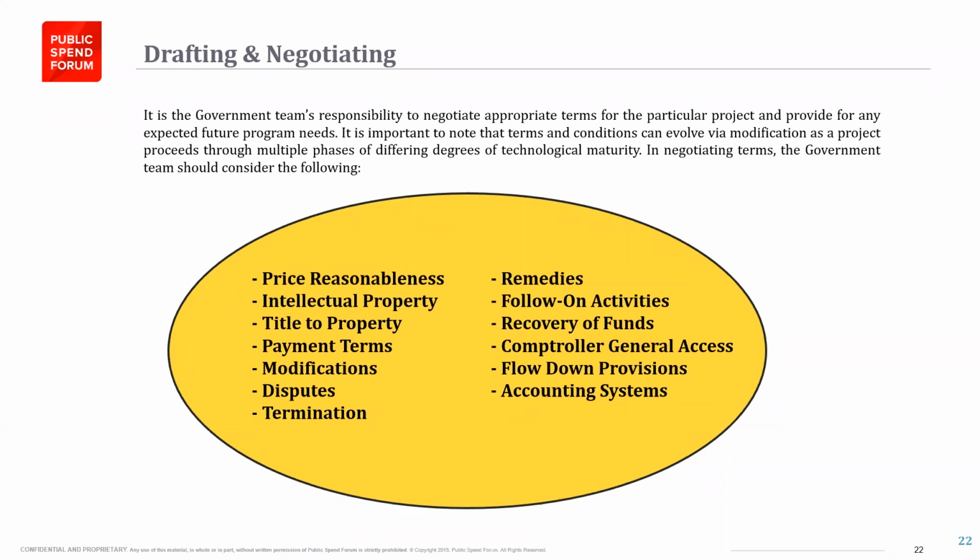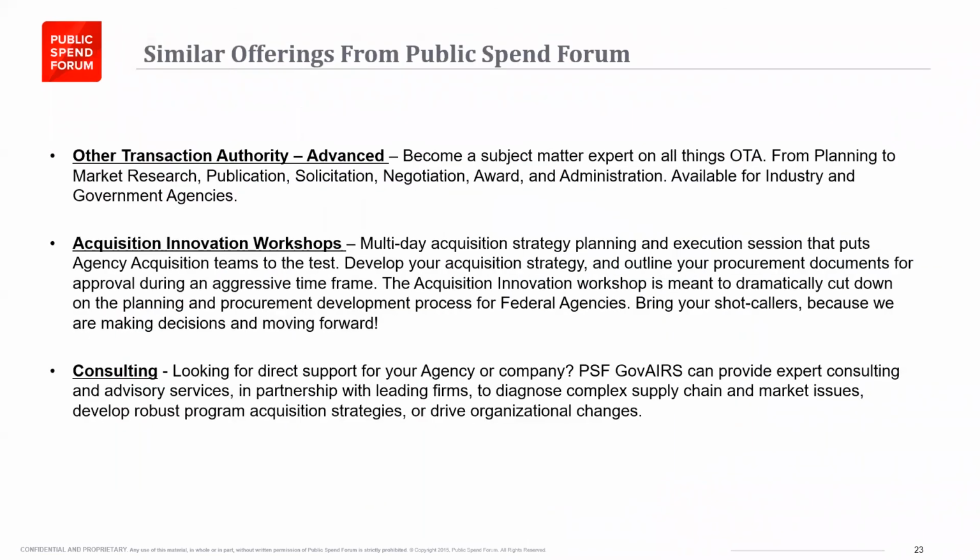The good news is that Public Spend Forum does offer something we call Other Transaction Authority Advanced, which is the 6-hour lock you in a room and just nerd out on other transaction agreements and make you an expert, so that you're able, if you're a government participant, to come up with an acquisition strategy, develop a solicitation method, evaluate, negotiate an award, or if you're a provider, to identify opportunities, create proposals, get selected, then get in negotiations and get those terms that you need that are beneficial to both you and your government customer.